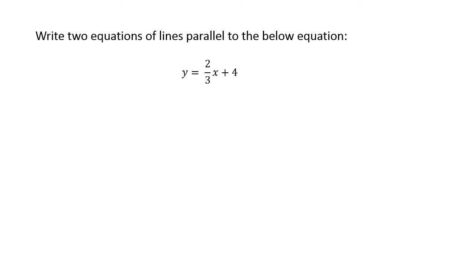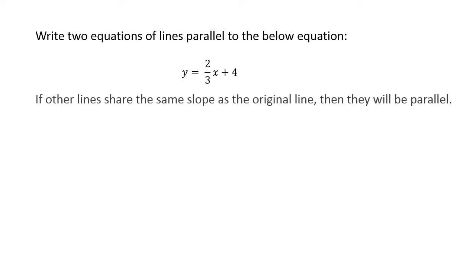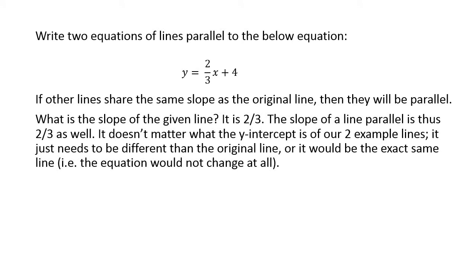Write two equations of lines parallel to the below equation, y equals 2/3 x plus 4. If other lines share the same slope as the original line, then they will be parallel. What is the slope of the given line? It is 2 divided by 3. The slope of a line parallel is thus 2/3 as well.